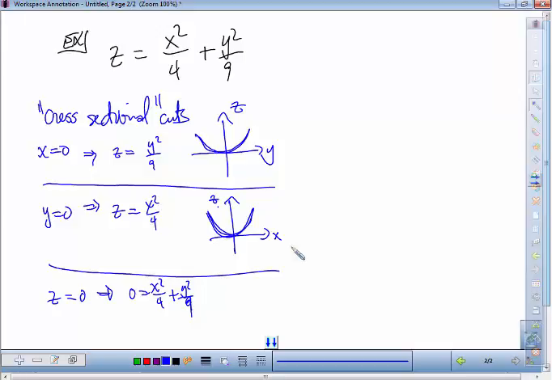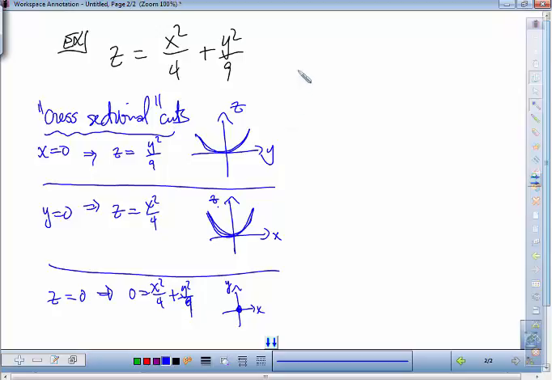0, 0 is the only one point that I can put, out of all the infinite number of points on the xy plane. 0, 0 is the only one I can put in there for this to be true. So that means on the xy plane, all I have that represents this graph is a point. So those are generally called cross-sectional cuts, slices, or whatever.